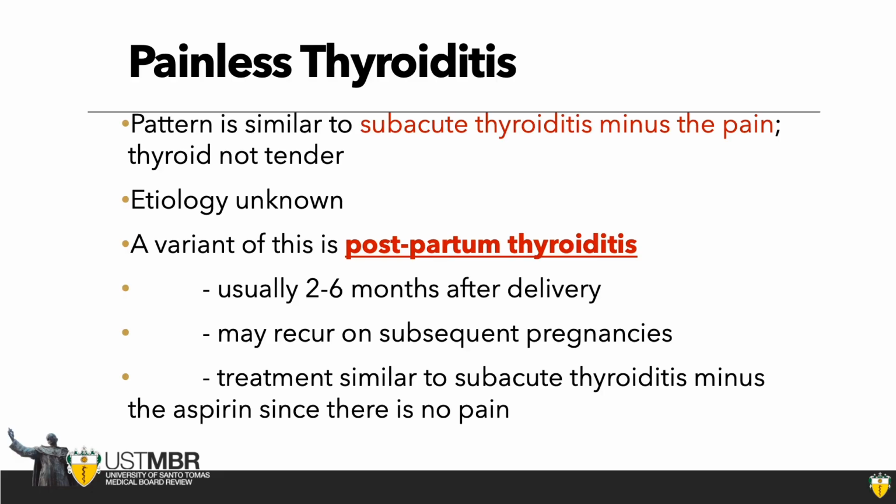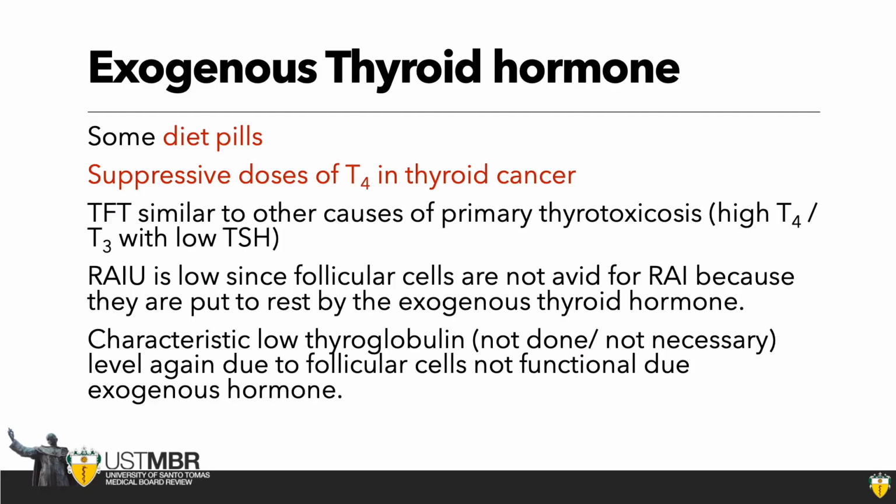Treatment is similar to subacute thyroiditis, except you don't have to give aspirin or steroids to control the pain. Okay. So give the beta blockers to control the adrenergic symptoms. Give thyroid hormone if, during the hypothyroid phase of this disease, the patient is symptomatically hypothyroid. But generally, the patient goes back to normal after a few months.